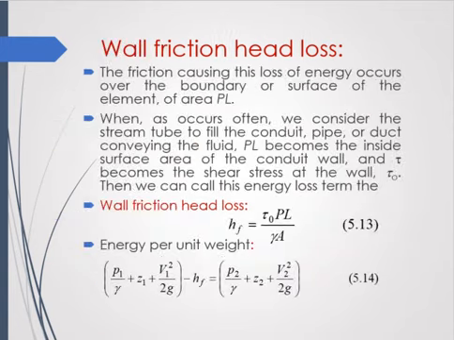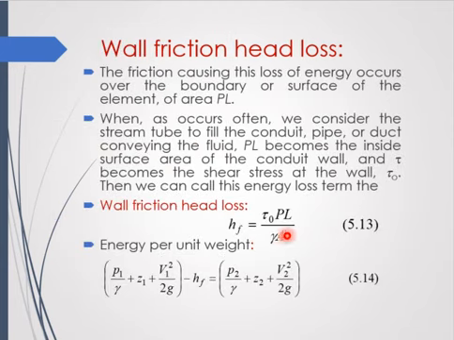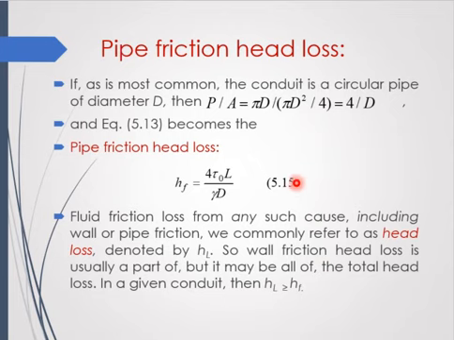Then our equation number 5.13 becomes HF equals 4 tau naught L over gamma d. This particular equation is only for a circular pipe. If you have any other shape, then you will use this equation: HF equals tau naught PL over gamma A. If circular shape is specified, then you can easily replace that equation with this one. 4 tau naught L over gamma d is the head loss.